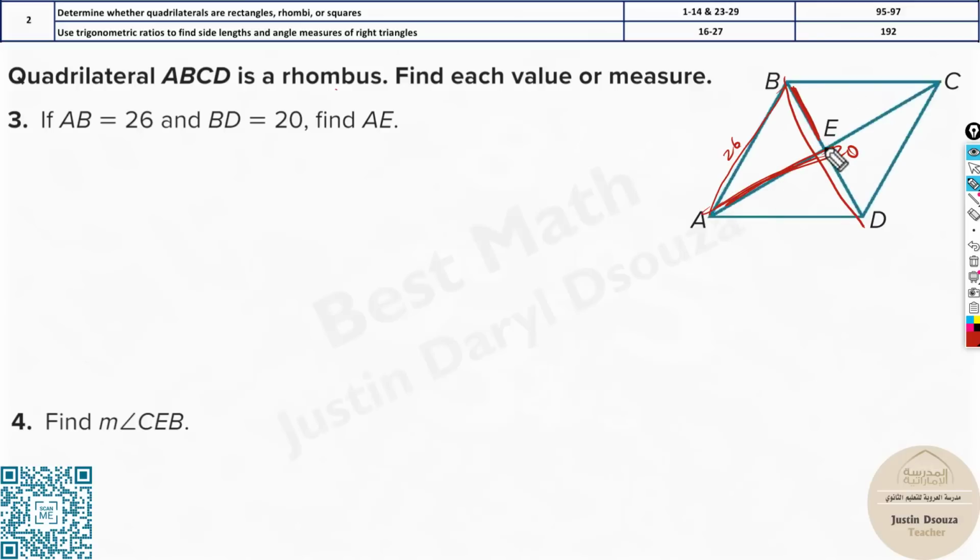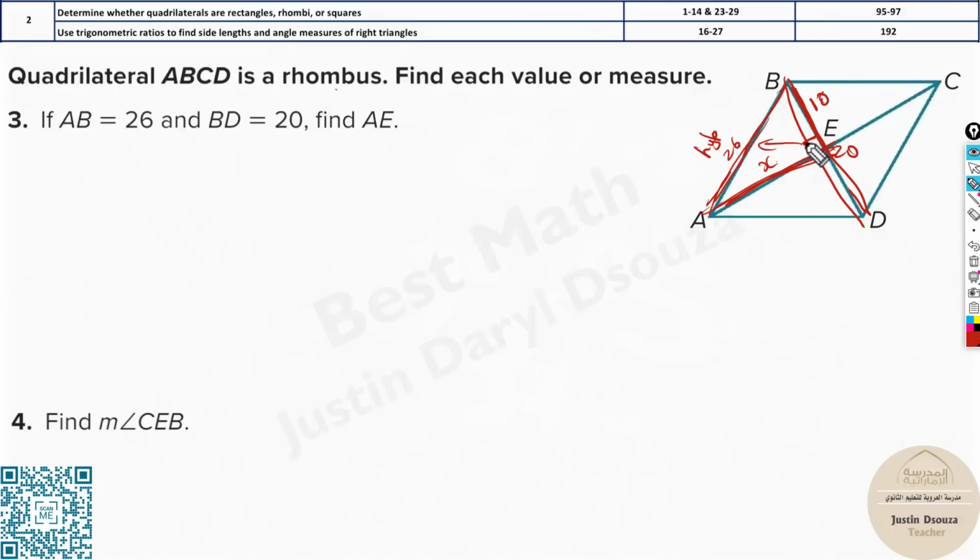Now we can see this is a triangle, right? And we know this is 90 degrees. So this is a right angle. So what is that side? It will be the hypotenuse over here. And what else? Now we want to find AE, so I'll put X over there. But what about BE? We know the total length is 20, so half of that will be BE. Always it'll be cut into half, bisected, right? So we know 26, 10, and X.